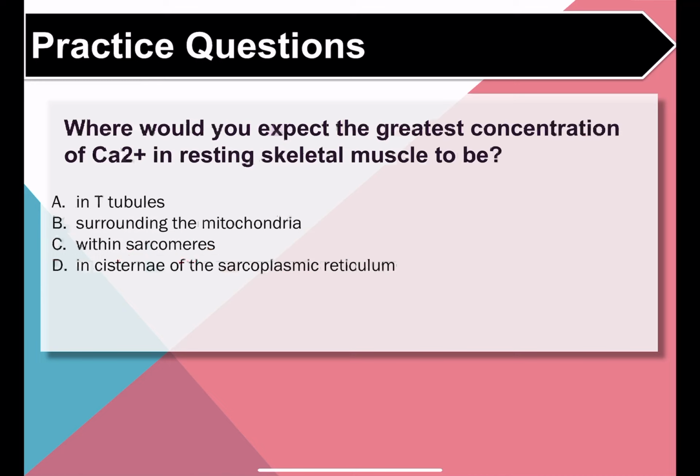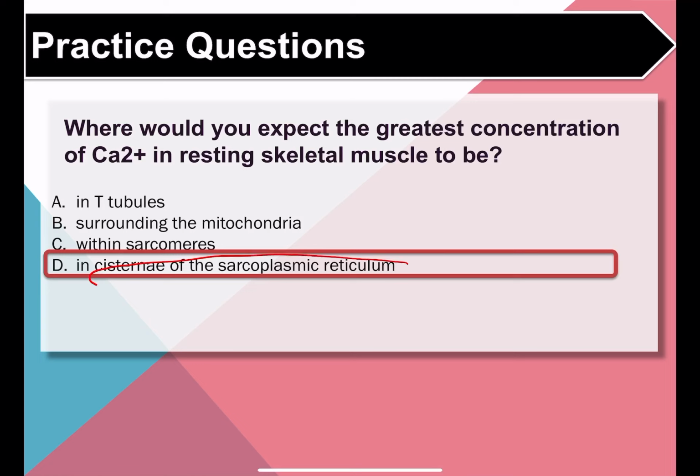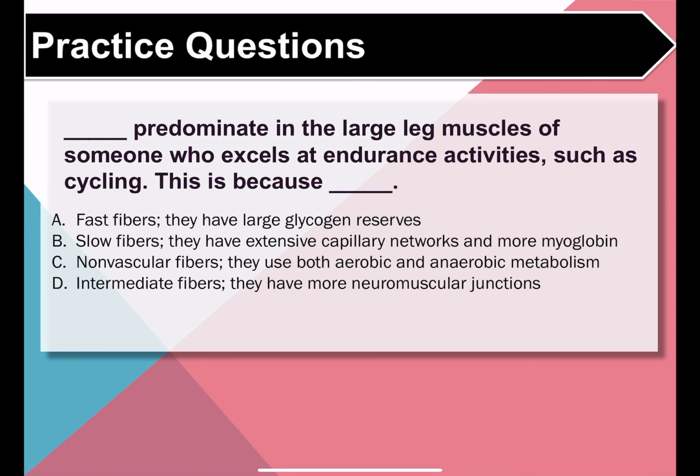Where would you expect the greatest concentration of calcium ion to be in a resting skeletal muscle? Well, it's resting. It's not during contraction. So where should they be? Within the terminal cisternae of the sarcoplasmic reticulum, nicely stored away. And then only when your muscle needs to contract, they get that action potential coming through from the T-tubules, release the calcium ion into the sarcoplasm.